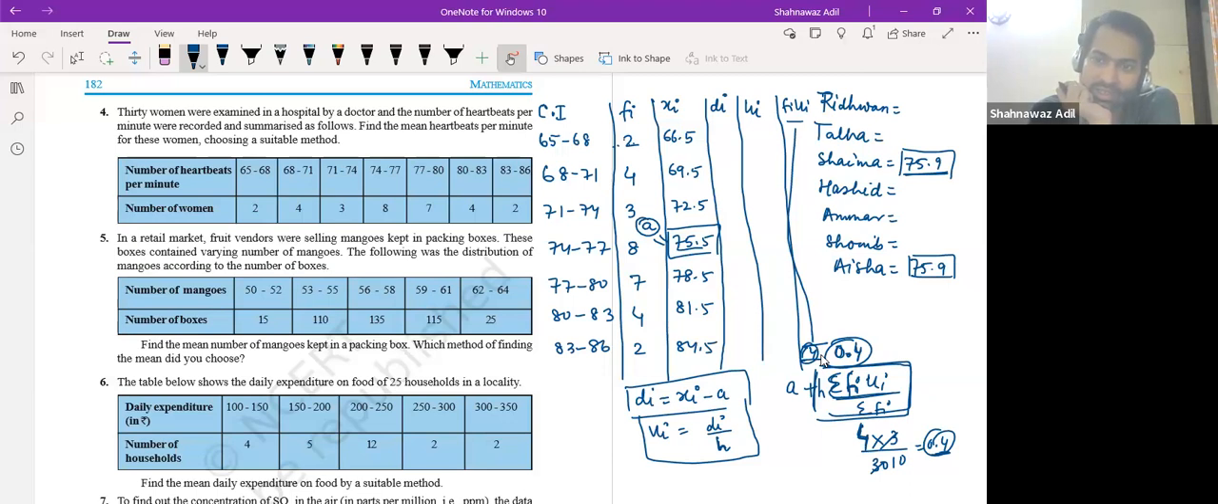So you guys check. Yes, sir. You also got 4. Good, good. Then just directly say that that is 75.9. Yes, okay. Talha, sir. Yes, 75.9. Talha, Ashid, Amar, Shoaib. Oh, so you already wrote it in the chat box.